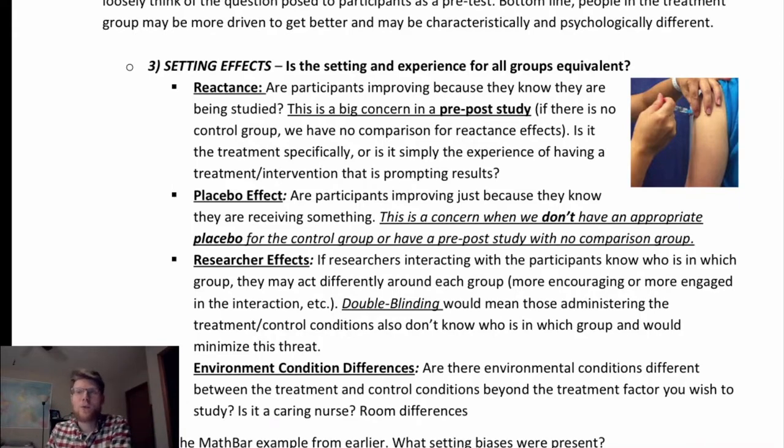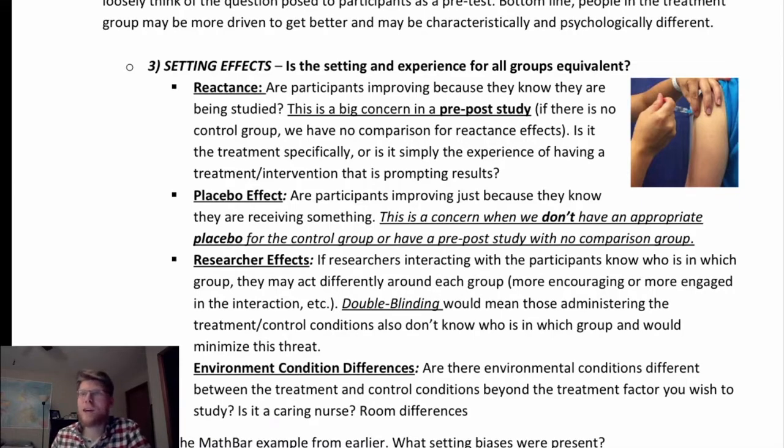So reactance would be one type of setting effect, and that would be that when people are being studied, they could act differently. So this is an internal validity threat in a pre-post study if I don't have a control group. So if I only have people who are in the study and I don't also have people in a control group who are also under study, then I have no idea if reactance is a confounding variable. Like, is it the reactance or is it the treatment itself that's causing the effect that I'm seeing? So reactance is a problem when I don't have a control group for comparison.